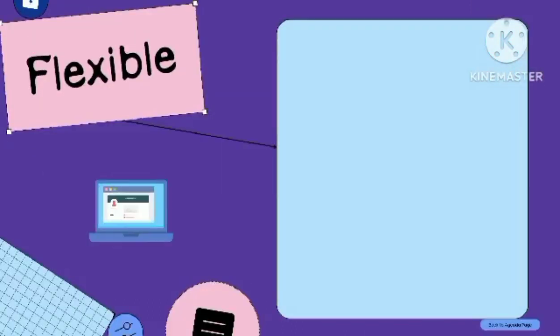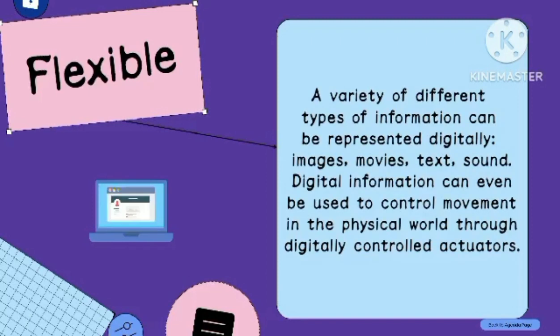Third, it's flexible. A variety of different types of information can be represented digitally in images, movies, text, and sound. Digital information can even be used to control movement in the physical world through digitally controlled actuators.